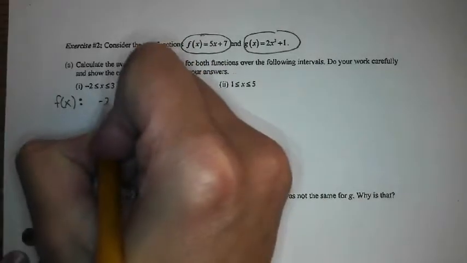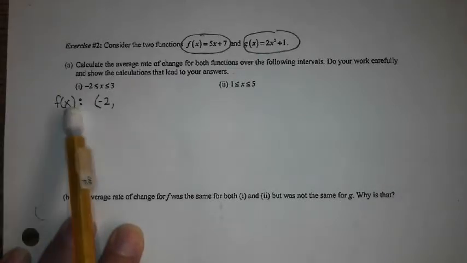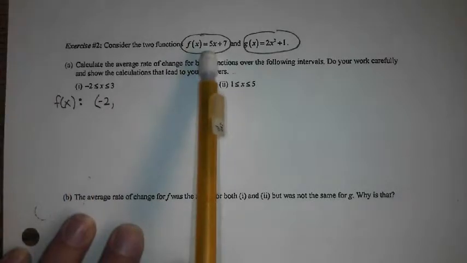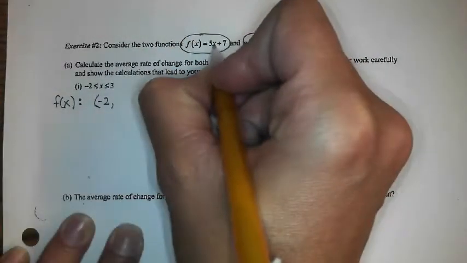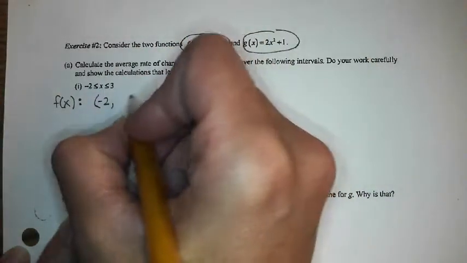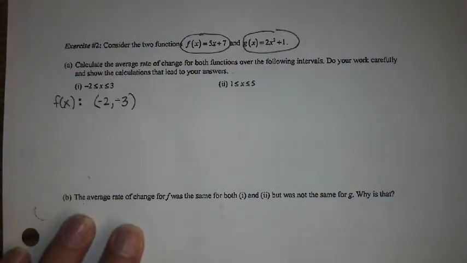Starting with an x of -2, how do we get the y coordinate that goes with that? If we're dealing with the f function, what do we do with -2 to get the y coordinate? Let's go. Plug it in. 5 times -2 is -10. -10 plus 7 is -3. So there's the first point we're starting with.